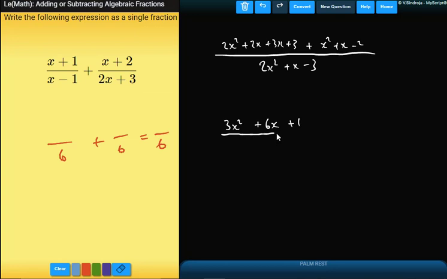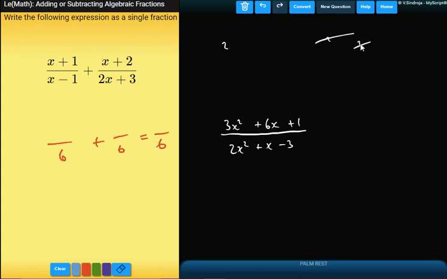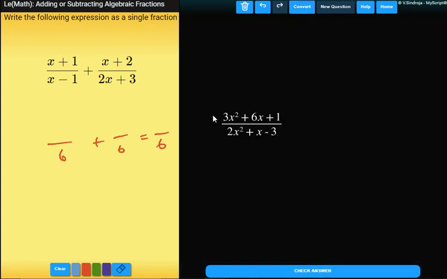Now on the bottom, we're left with just this. So let's get rid of all of that. Let's convert that. Right, so this is the final answer.